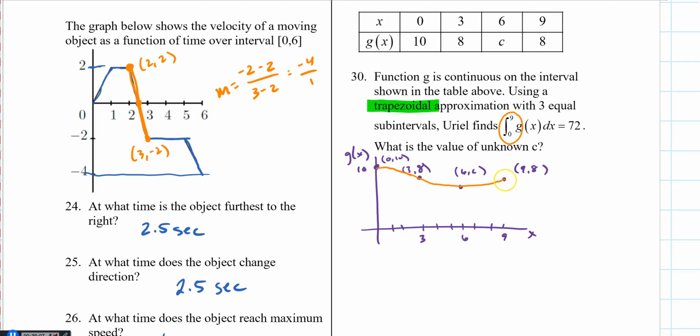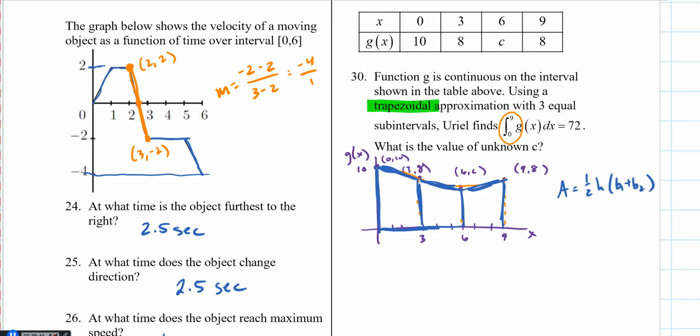So what it tells us to do is use the trapezoidal approximation to figure out what the area is. So a trapezoid is going to look like that. And we're going to have a whole bunch of little trapezoids. Not a whole bunch, we're going to have 3 of them. And we're going to calculate the area of each of those trapezoids. We know that the area of a trapezoid is 1/2 the height times base 1 plus base 2.